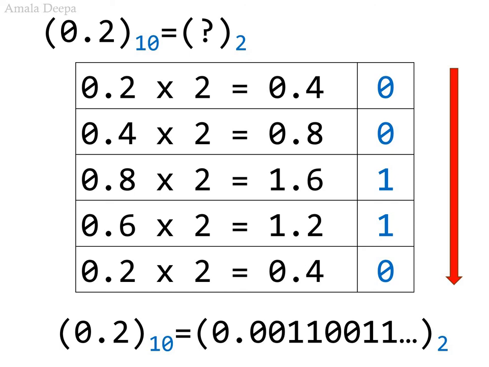Because the digits 0011 are going to be repeated, I can write them 2 times and place dots. So this is the procedure for converting fractional decimal into binary. If you convert fractional decimal to binary, the result also will be fractional binary.